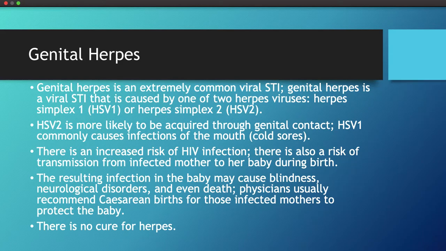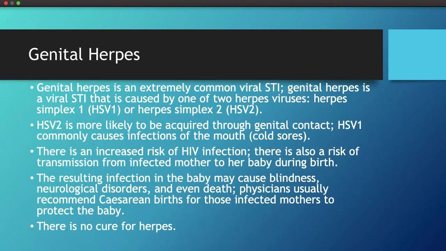There's an increased risk of HIV infection if you have genital herpes. There's also a risk of transmission from an infected mother to her baby at birth. The resulting infection in a baby may cause blindness, neurological disorders, and even death. Physicians usually recommend cesarean births for those infected mothers to protect their babies.